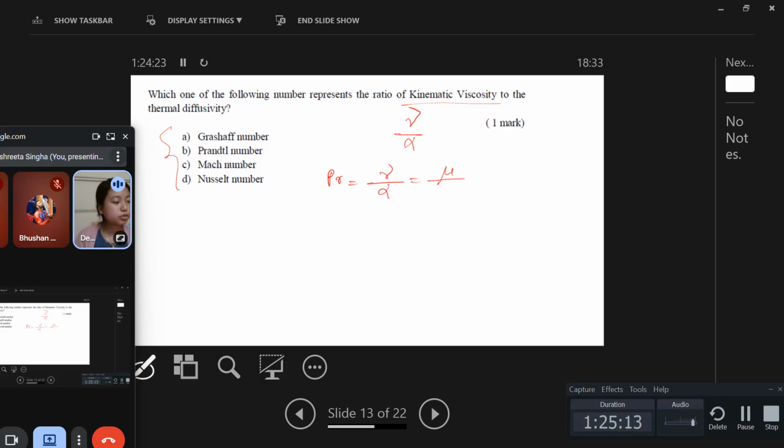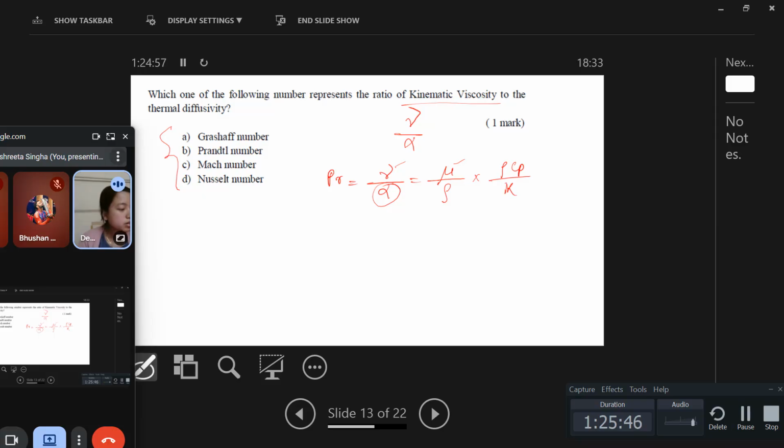Prandtl number is given by nu by alpha. Nu is the kinematic viscosity, and mu is the dynamic viscosity. How do you relate them? Kinematic viscosity is given by dynamic viscosity divided by the density, and alpha is the thermal diffusivity. It is given by k by rho Cp. So you know what thermal diffusivity is, right? It is k by rho Cp.